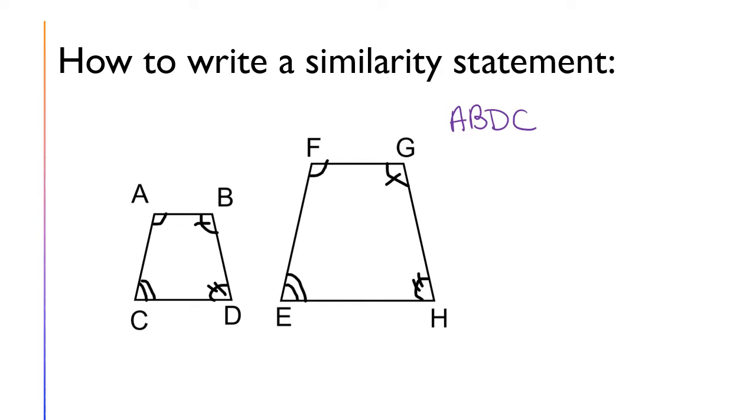So angle A is congruent to angle F. Since A came first in the first shape, F has got to come first in the second shape. And then we go in the same order. So the only difference is the symbol. The congruent symbol is a squiggle with an equal sign. The similar symbol is just a tilde. That's just the squiggle. So that's the symbol for similar.